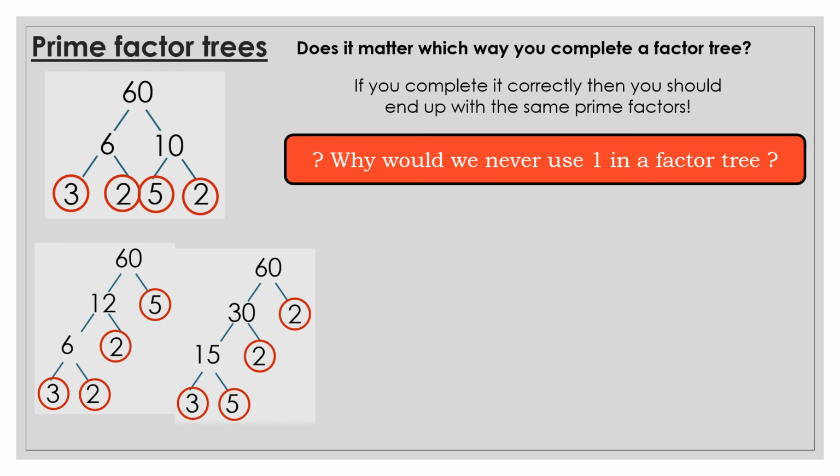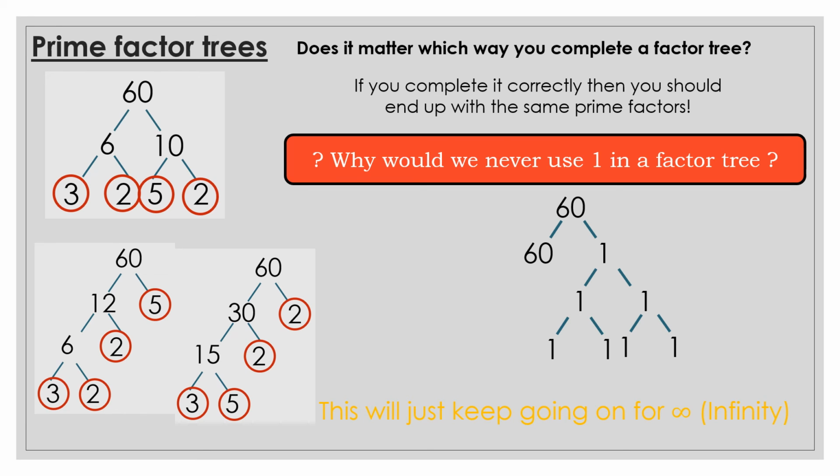Now, why would we never use a 1 in our factor tree? Well, let's have a think. If I did this, for example, 60 times 1 makes 60. Well, that is true, but I need to carry on my tree. And if I carried on with 1s, the only thing that multiplies together to make 1 is 1. So it would just keep going on forever and you wouldn't get anywhere. Your tree would never end, which is not helpful when you've got a timed exam to do.